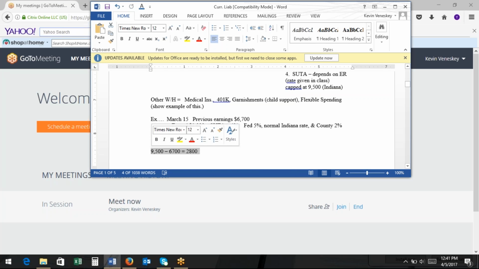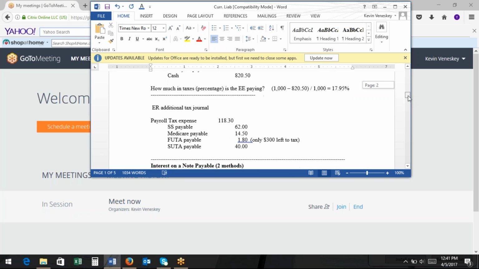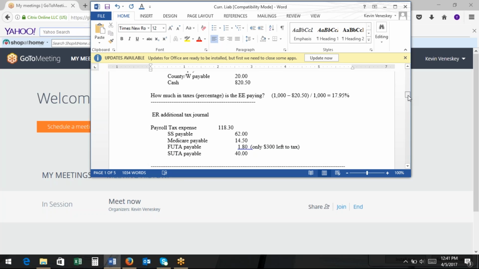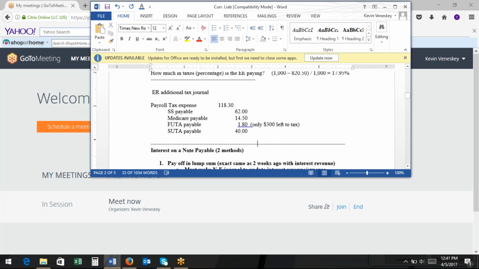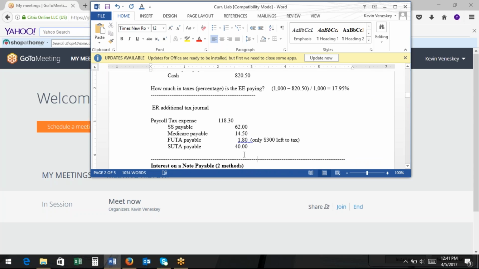So right now, the Social Security cap isn't going to come into play. It will soon. But for right now, I still have a little ways to go. So the entire $1,000 is going to be taxed at the SUTA rate. And it told us that the SUTA rate was 4%. 1,000 times 4%. Now, our final debit, if you add up all of these taxes that the employer has to pay, you will then get $118.30.